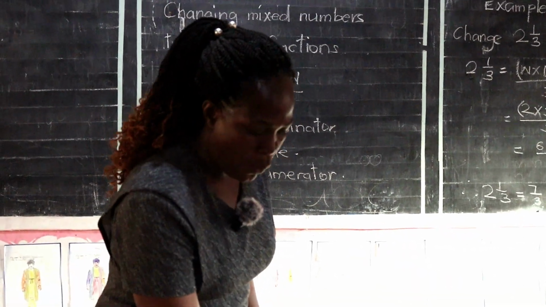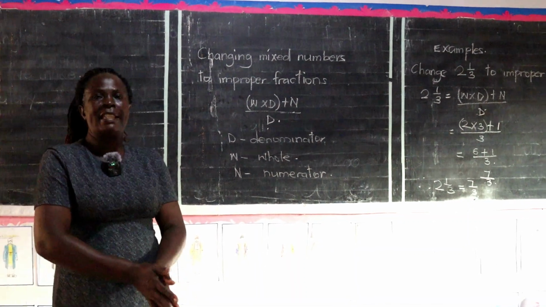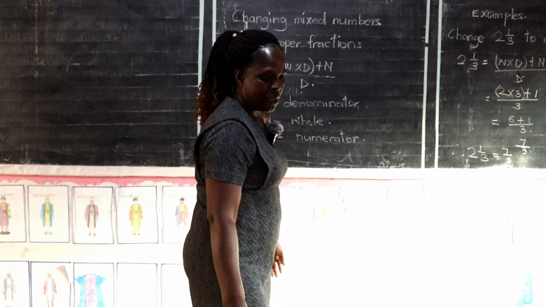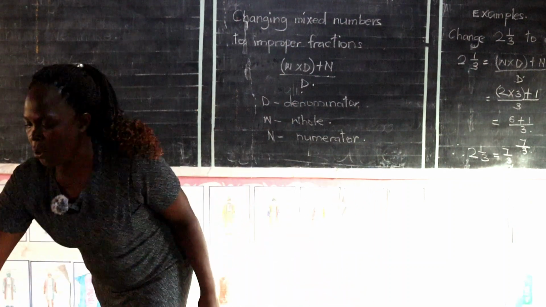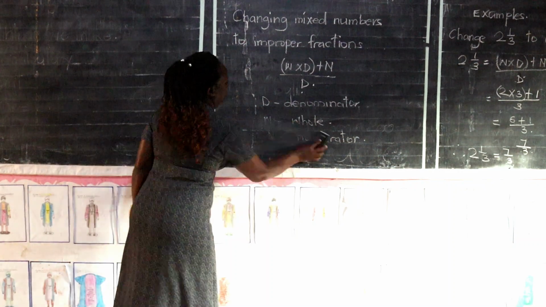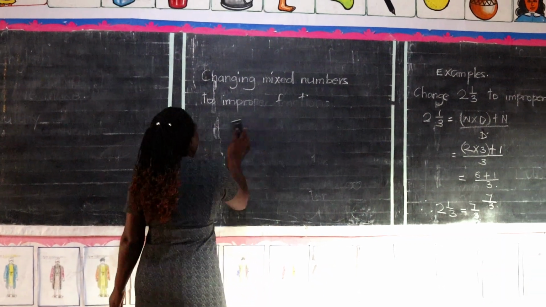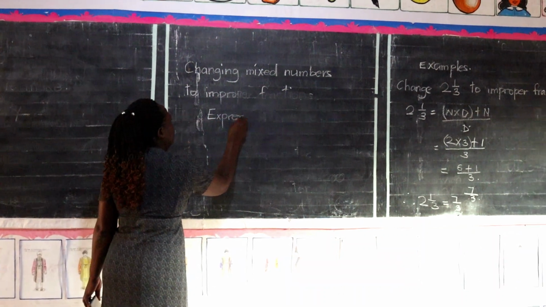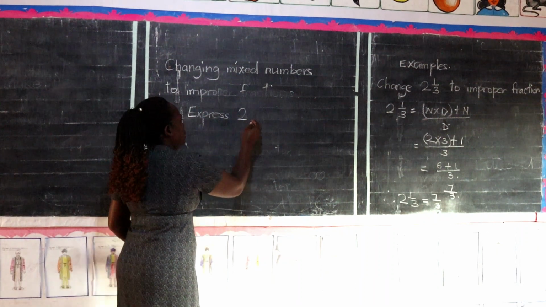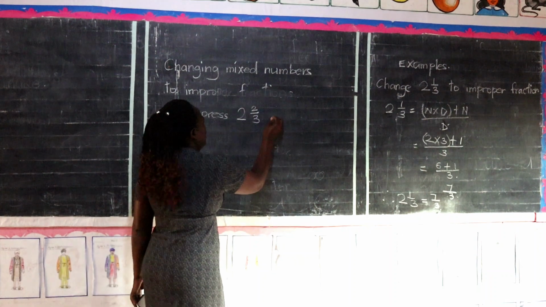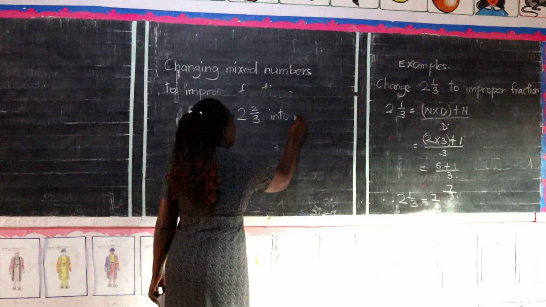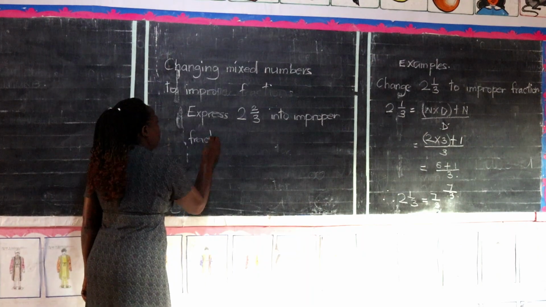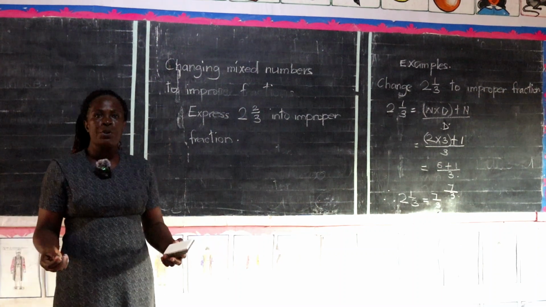You might be given another example. Sometimes they might say, express 2 whole number and 2/3 into improper fraction. You use the formula which they have given us.